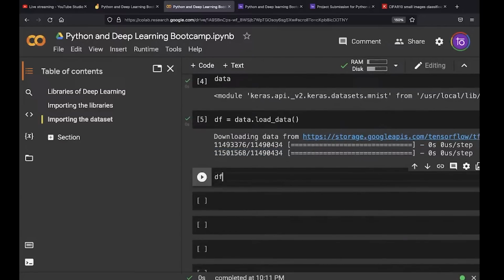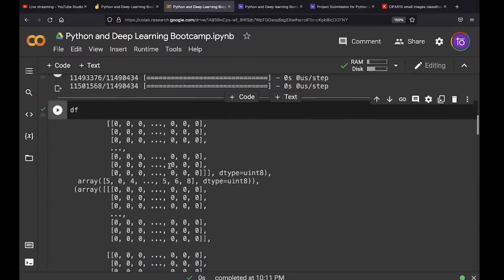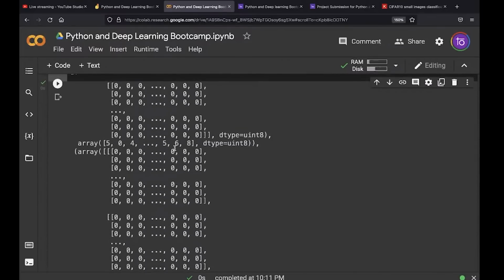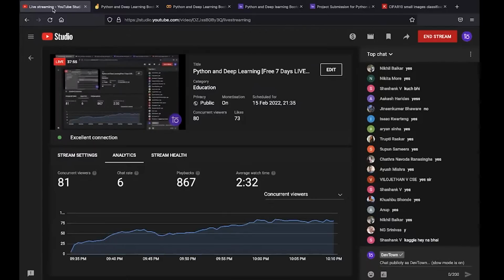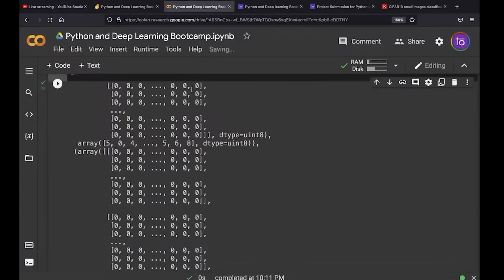If I print df over here, see this. These are all the datasets of images. Always remember that an image is created with pixels, right? Each pixel value ranges from 0 to 255. It cannot be greater than 255 or lesser than 0. Over here, we have converted all the images into matrix form. Wherever there is no color, we get 0. Wherever there is a slight shade of color, you will get the values, but these values cannot exceed 255. The range is between 0 and 255 only.